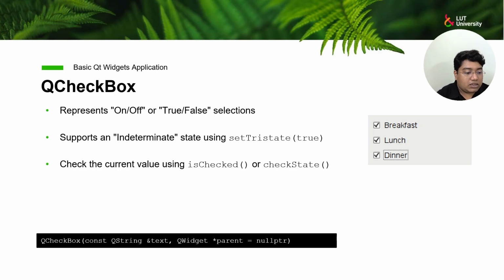You can ask Qt whether it's currently checked by calling the isChecked function. Some applications also use a third state called the intermediate state. Instead of being simply checked or unchecked, the box indicates that the value is only partially selected. You'll sometimes see this when selecting folders containing a mixture of checked and unchecked files.